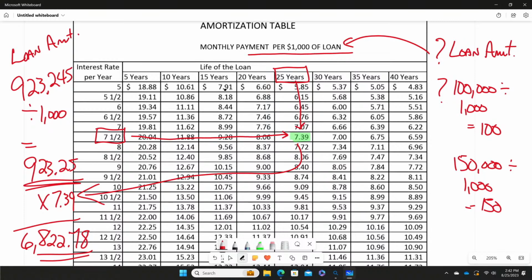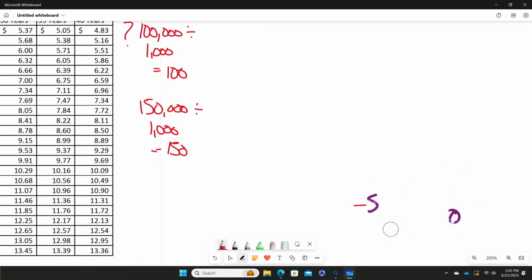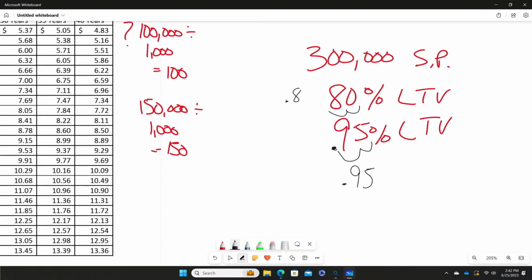So I want you to learn how to do the formula. I want you to look for the loan amount. I want you to keep a heads up that they could throw in the problem that you're buying the home for $300,000 sales price, and you're getting an 80% LTV, or you're getting a 95% LTV, loan to value ratio. And remember, it's easier to move your decimal over and just convert it to 0.95, or 0.80. And then do your little T problem.